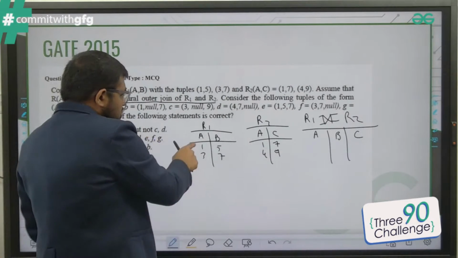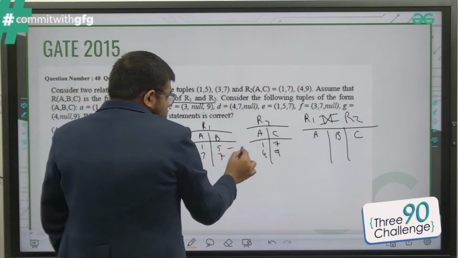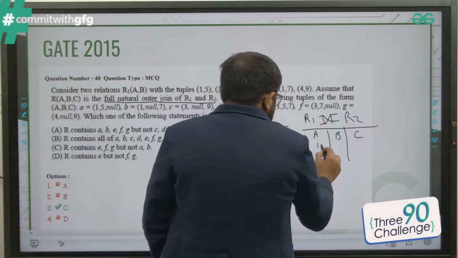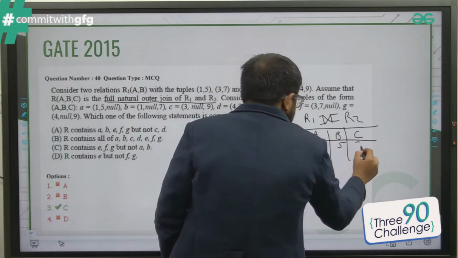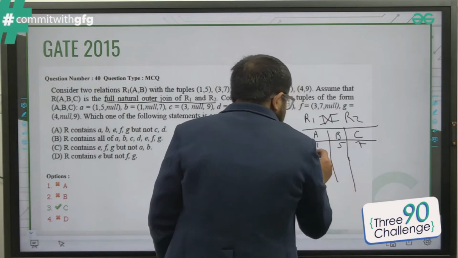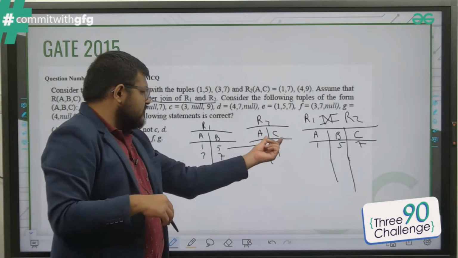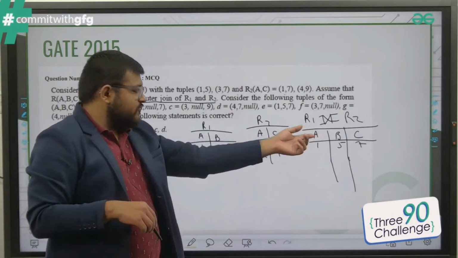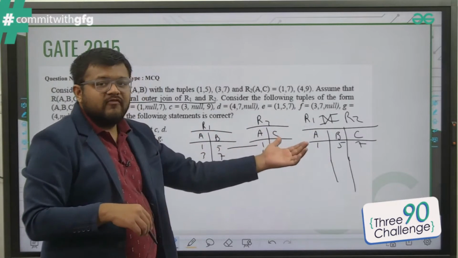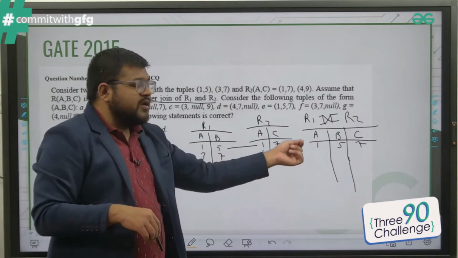Okay, so here 1 is common with 1, so this will be associated with this, so you will get 1 5 and 7. Please remember, where you get a matching, there you do not get null. So 1 5 and 1 7, 1 is common, so you take 1 5 and 7. Now you do not take 1 5 null or 1 null 7.